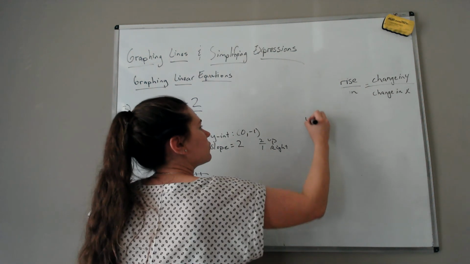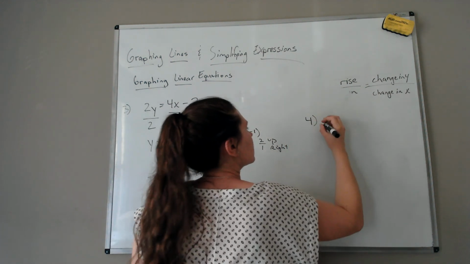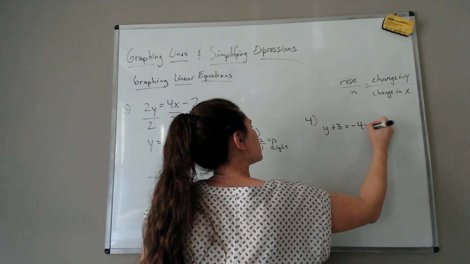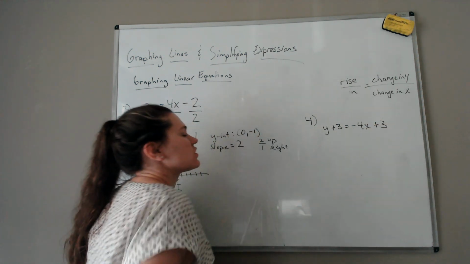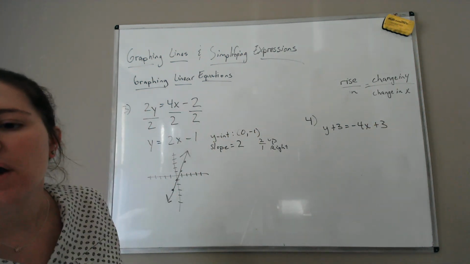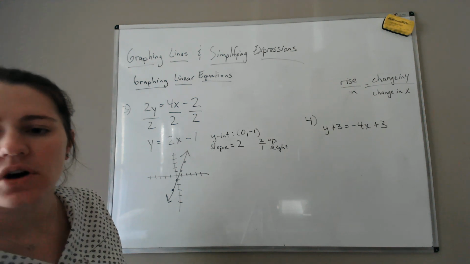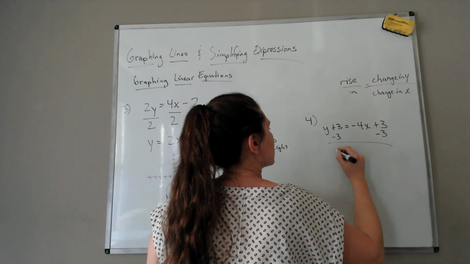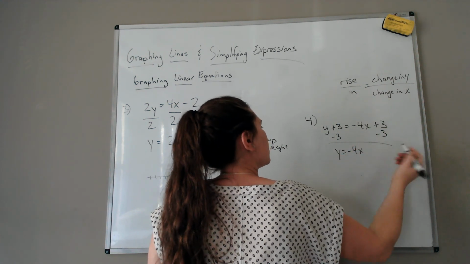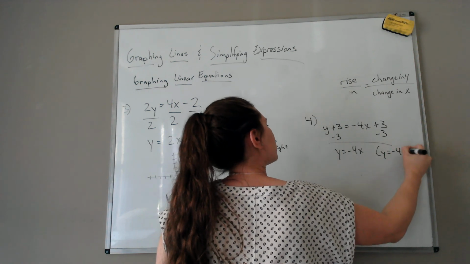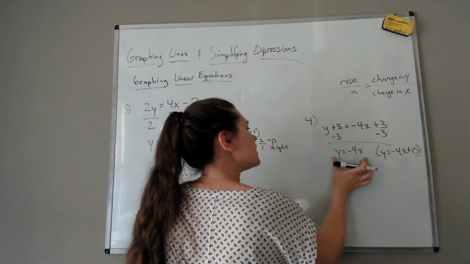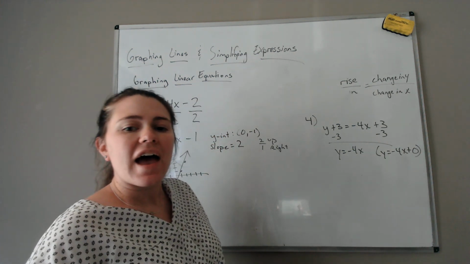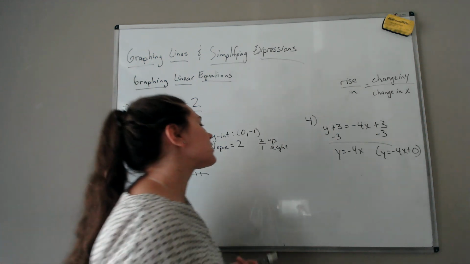Okay, number 4, what about y plus 3 equals negative 4x plus 3. So not in slope-intercept form yet because we do not have the y isolated. So to get y isolated, if it's y plus 3, we have to take away 3. And that's going to give us y equals negative 4x, which is the same as saying y equals negative 4x plus 0. Notice these two statements are equivalent. Okay, they have the same exact value. Adding 0 to something does not change its value.